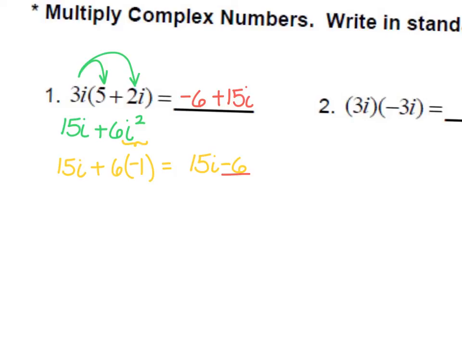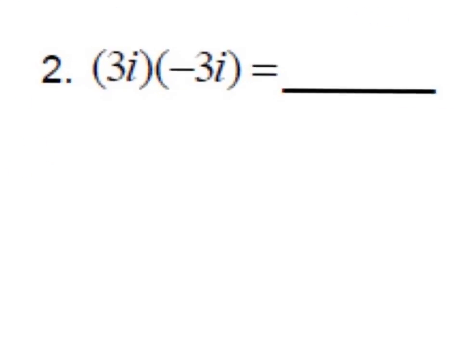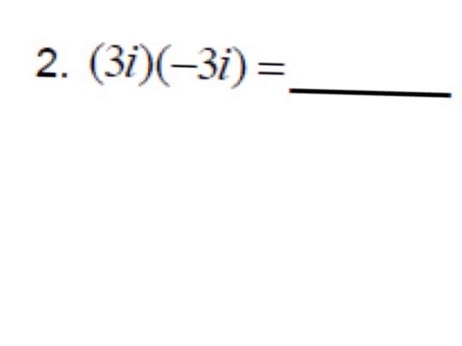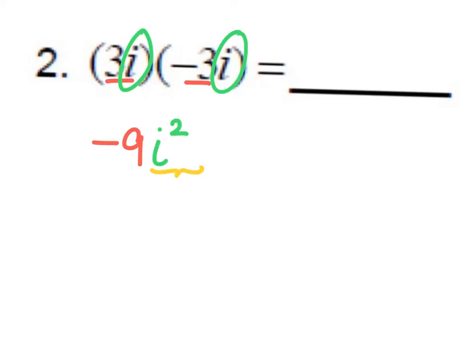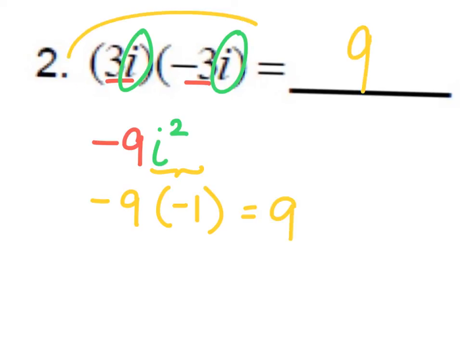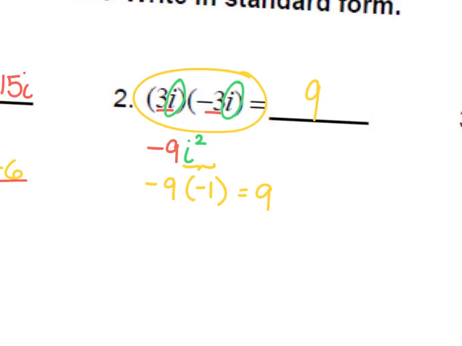Let me back that up and show you guys that again. Or at least something similar. Let's multiply 3 times negative 3, which is negative 9. Now here's the fun part. i times i is i squared. But we know i squared is actually equal to negative 1. So now I just multiply negative 9 times negative 1, which is positive 9. What I'm doing is taking the product of two imaginary numbers. It actually turns into a real number.